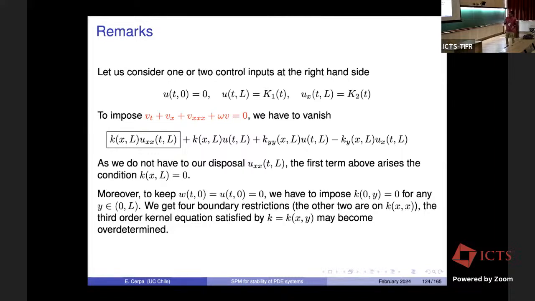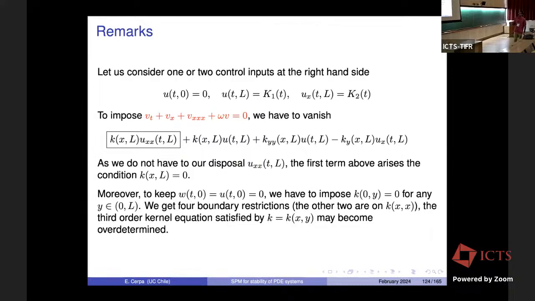Some details: when we do the backstepping computations, we have to impose this equation in red, that V is a solution of the target equation. And as before, we get some terms. There are more than that, but at least we have this term here. As we don't have, as previously, this uxx at x equal to L, we have to kill this term. We don't have the possibility of playing with that.